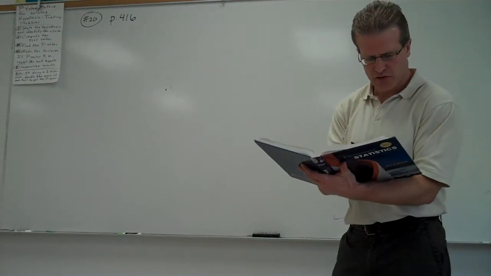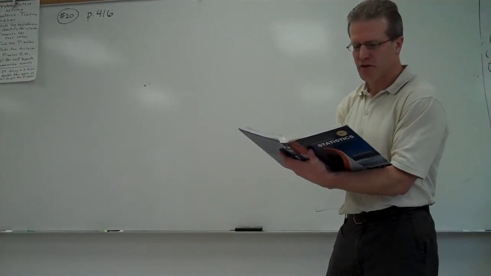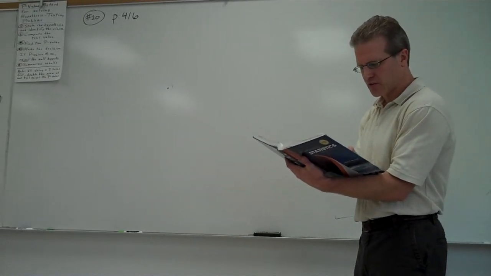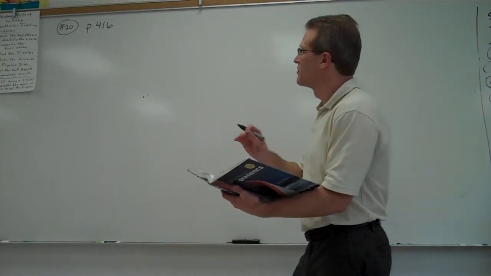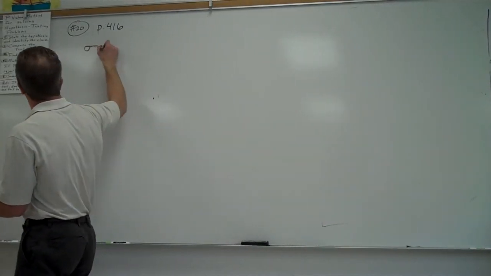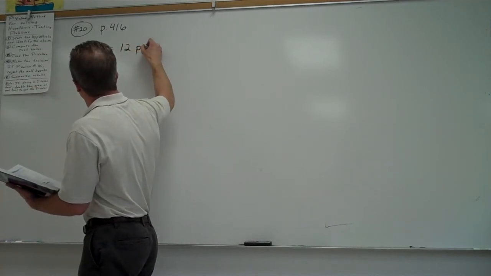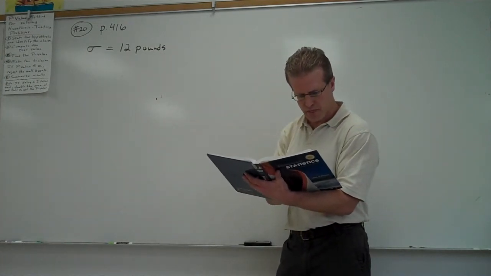Number 20 on page 416, lesson 8.3, and we're going to do it using the p-value method. A special cable has a breaking strength of 800 pounds. The standard deviation of the population is 12 pounds. Let's write that down. So again, they're giving us the standard deviation of the population. So that tells us right away we can use a z-score instead of a t-score.